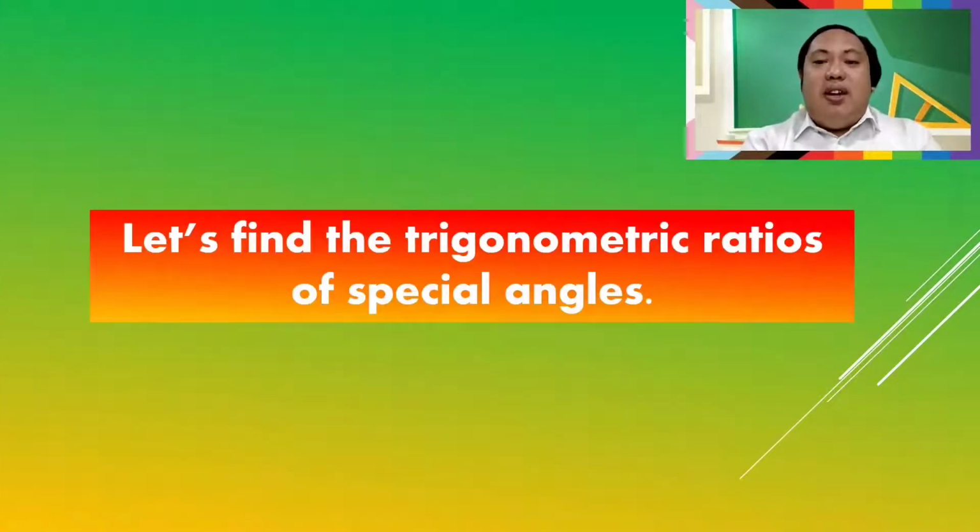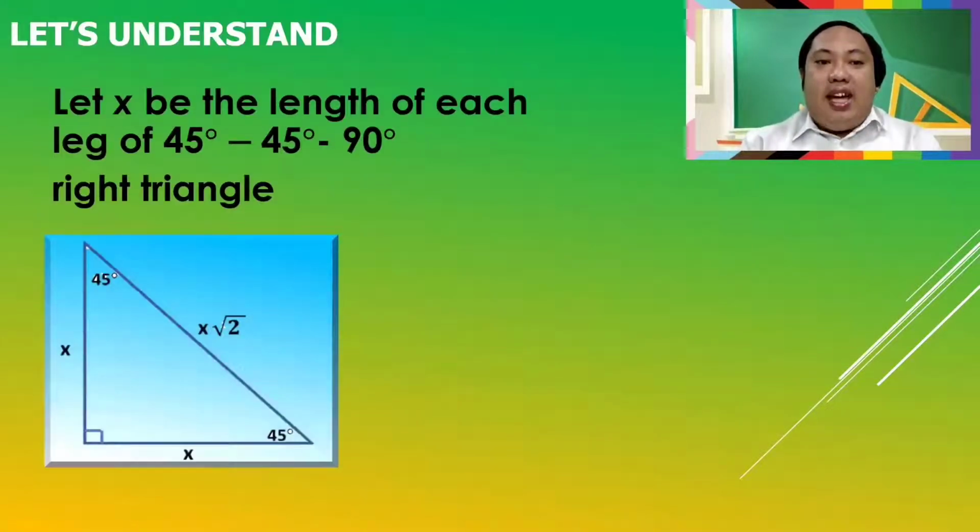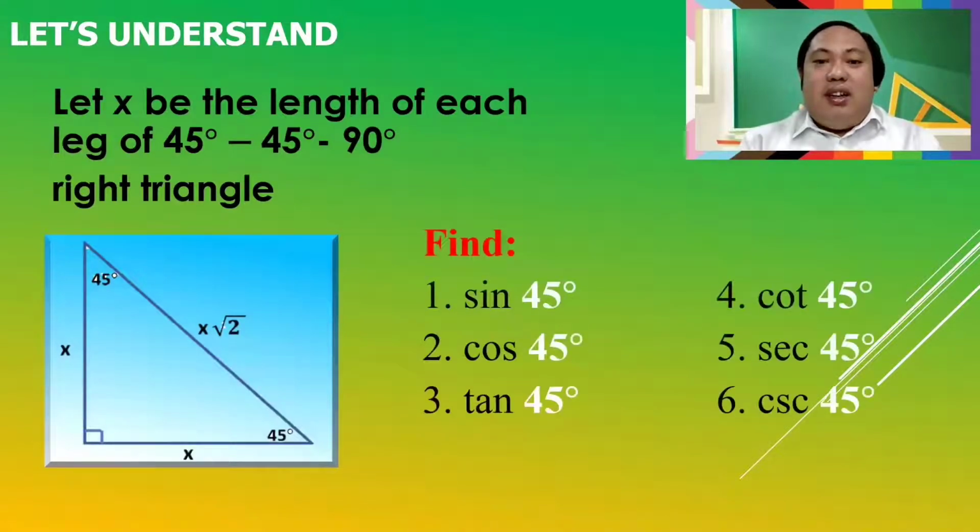Next, let's find the trigonometric ratios of a special angle. Let x be the length of each leg of a 45 degrees, 90 degrees right triangle. Find number 1, sine 45 degrees, number 2, cosine 45 degrees, number 3, tangent 45 degrees, number 4, cotangent 45 degrees, number 5, secant 45 degrees, and number 6, cosecant 45 degrees.